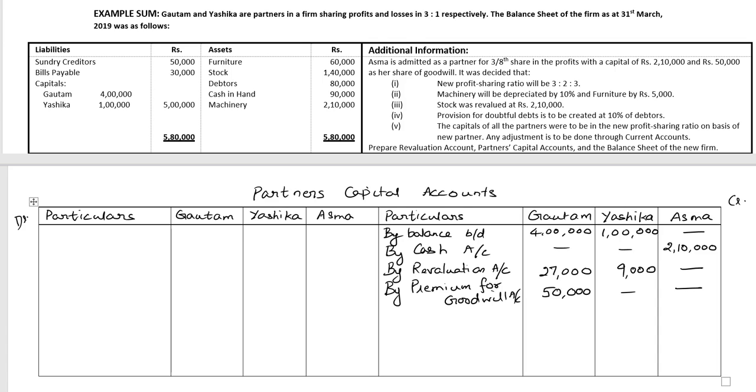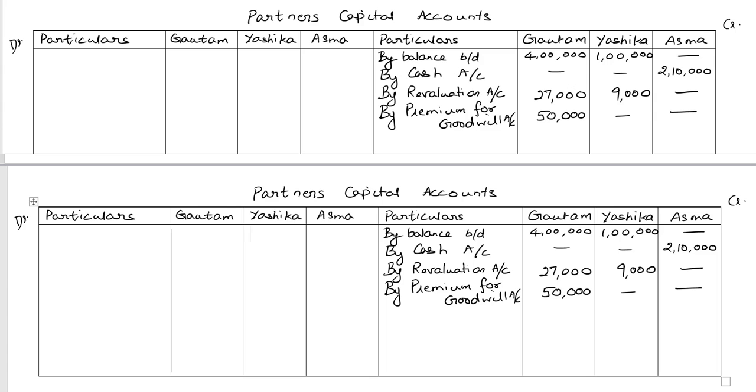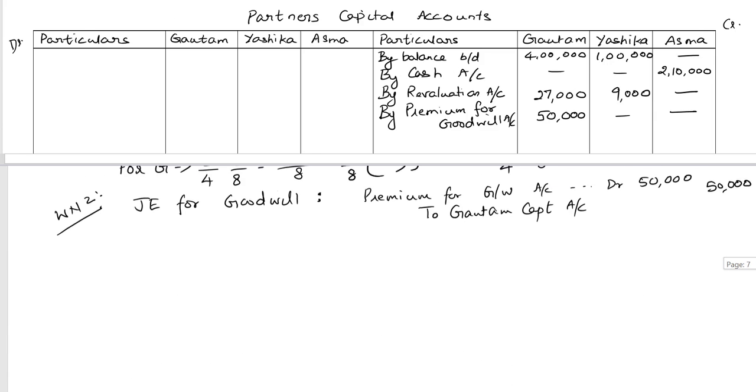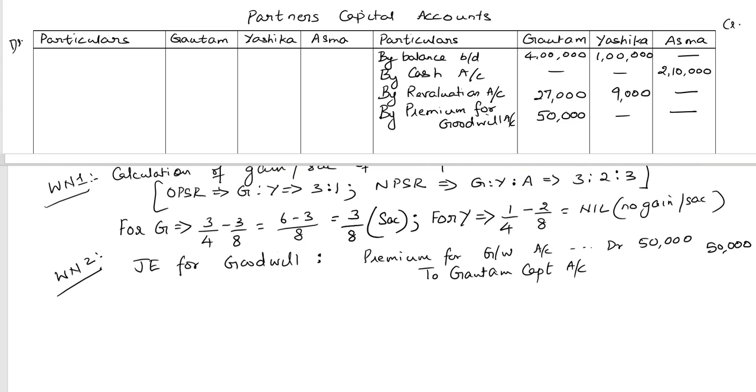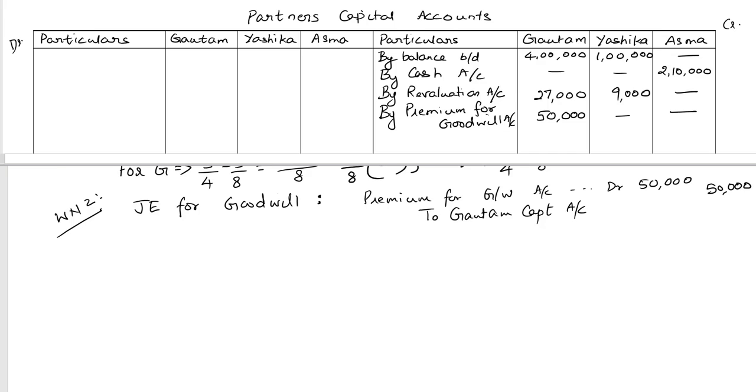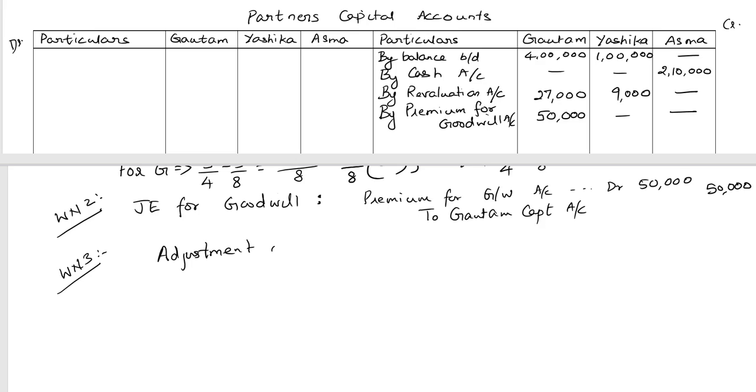We've dealt with all the items. We need to do the adjustment of capital. We keep the top half as the partner's capital accounts and bottom half as the working notes. Working note 3, adjustment of capital. Step 1, total capital of the new firm.